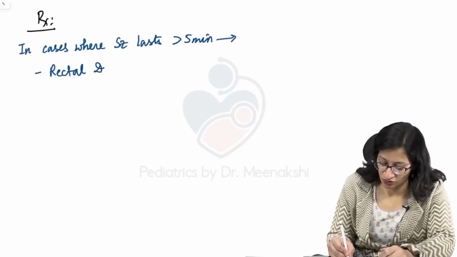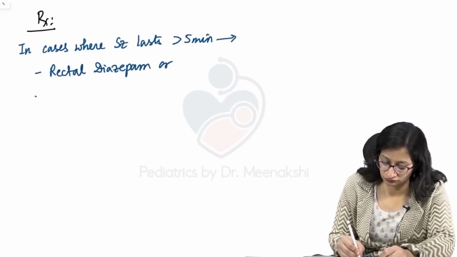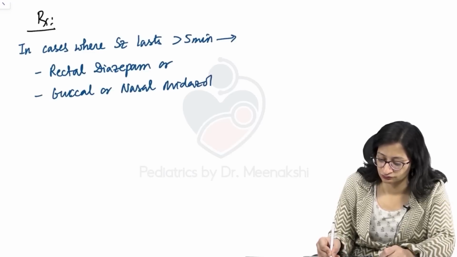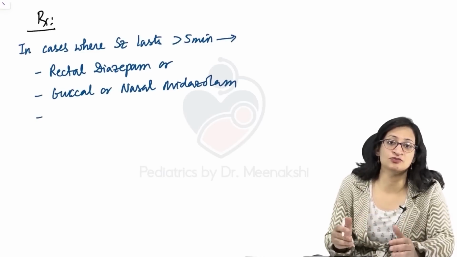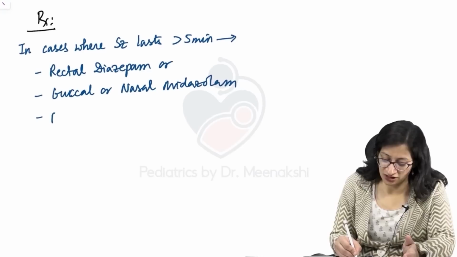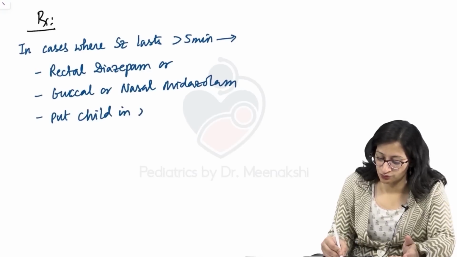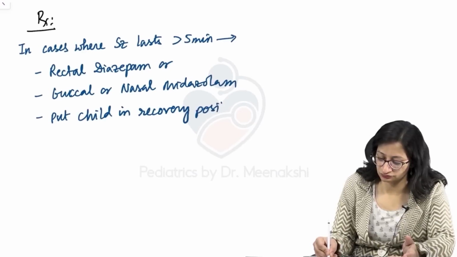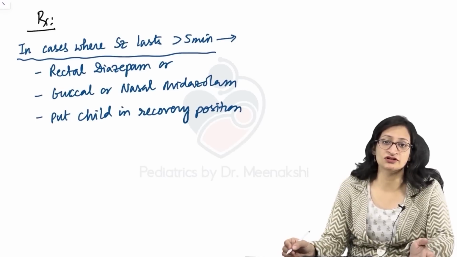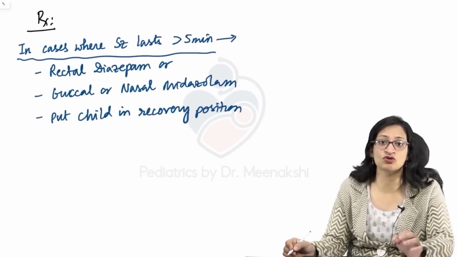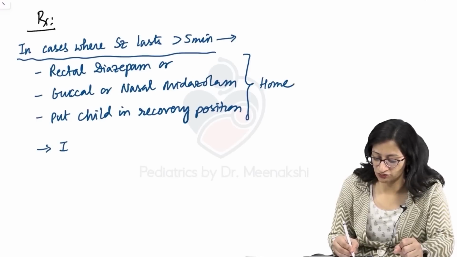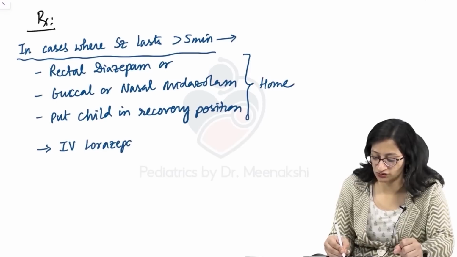So rectal diazepam or buccal or nasal midazolam, and put the child in recovery position, so left lateral position, and make sure you do not give anything orally, no fluids and nothing, so that there is no risk of aspiration. So this is the home management. And if the child comes with ongoing seizure to hospital, we usually abort it using intravenous short-acting benzodiazepine like lorazepam or midazolam.